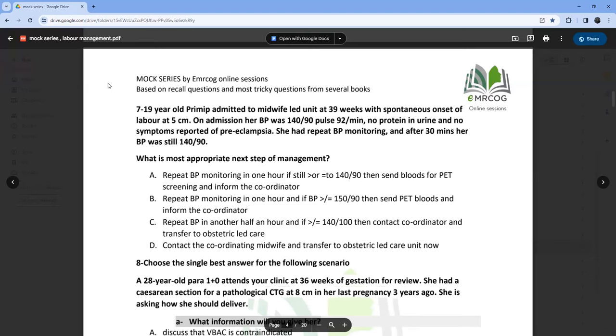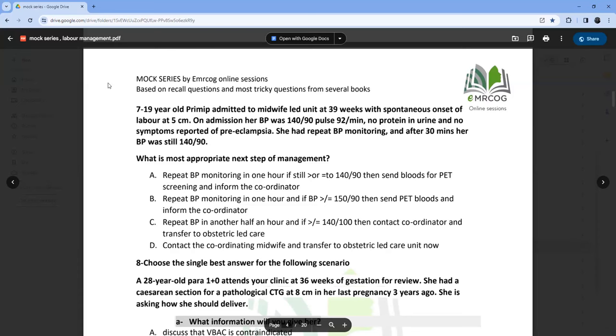After your exam, this whole guideline is changed. If you are not planning for the January exam, this guideline is already updated, but we still follow the January 2022 version. Okay, I'll send it to you guys.